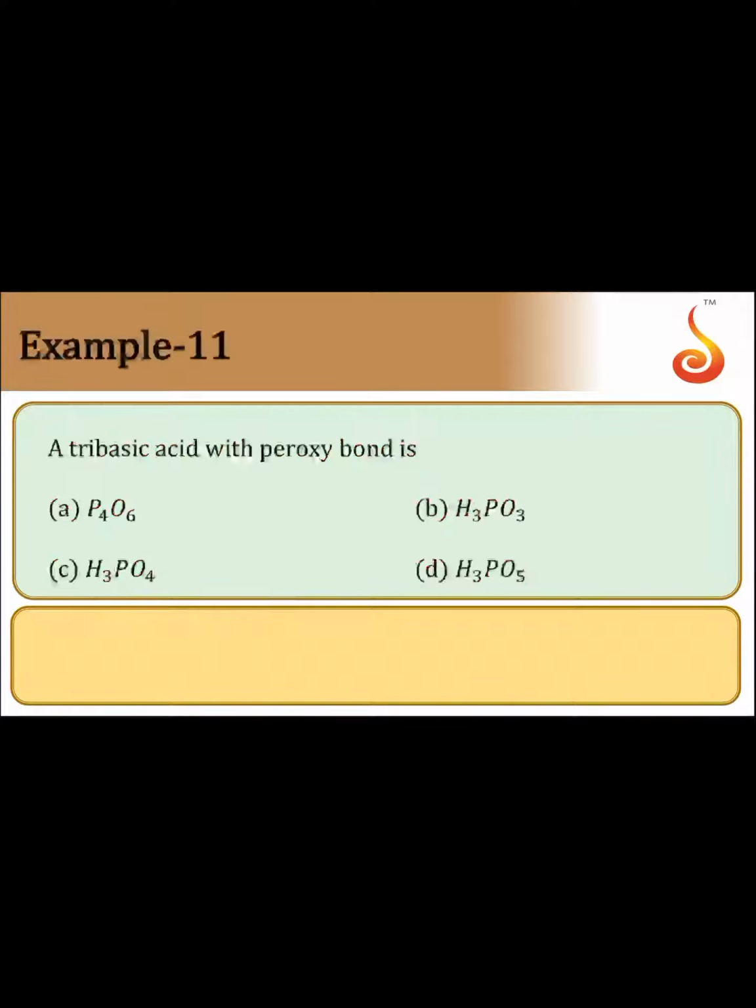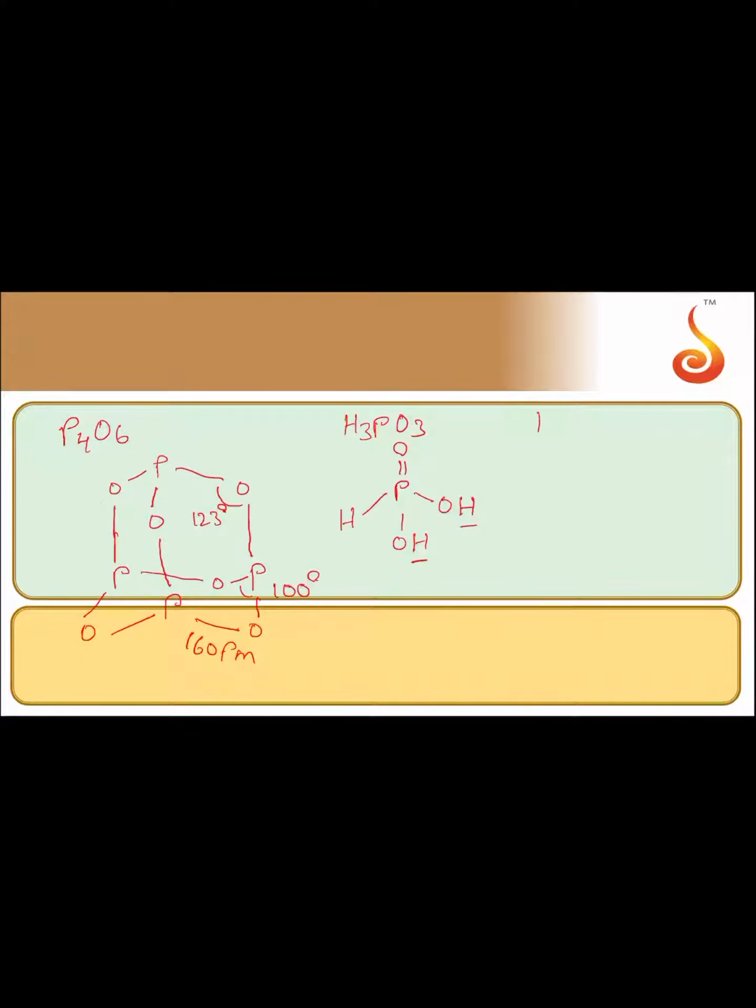Next, option C, H3PO4 is orthophosphoric acid. The structure of orthophosphoric acid is P double bond O and it contains 3 OH groups. So the basicity of this acid is 3. It is tribasic, but it is not having any peroxy linkage.